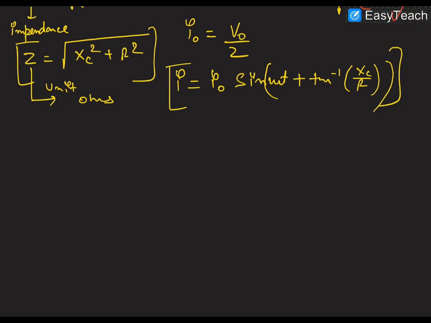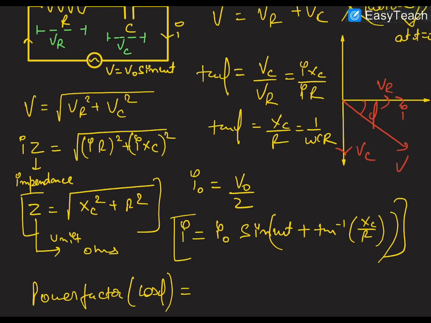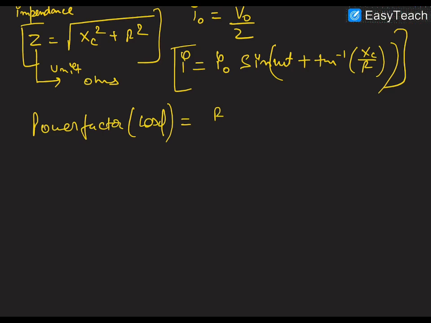Now we'll be discussing the average power here. To find out the average power, we need cos phi, and cos phi is also called the power factor. So we know that tan phi is XC upon R. So cos phi will be R upon under root of XC square plus R square, and it is Z. So this is R upon Z.